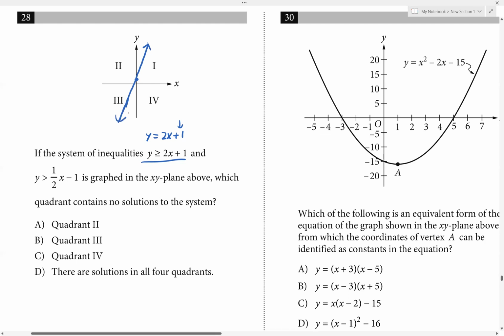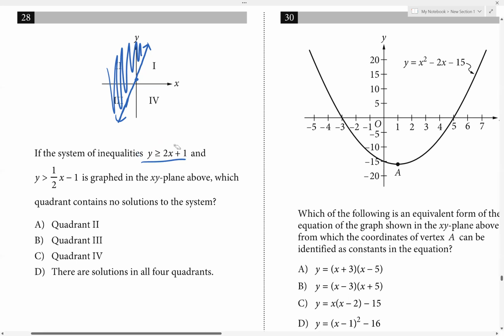Okay, something like that. And then this is greater than or equal to, so equal to will be a solid line. That means all the points on this line will work. And then it's greater than, so we have to shade. Greater than means shade above the line, so pretty much all of this will be shaded. All the points on the line or inside the shaded region will be a solution to this first inequality.